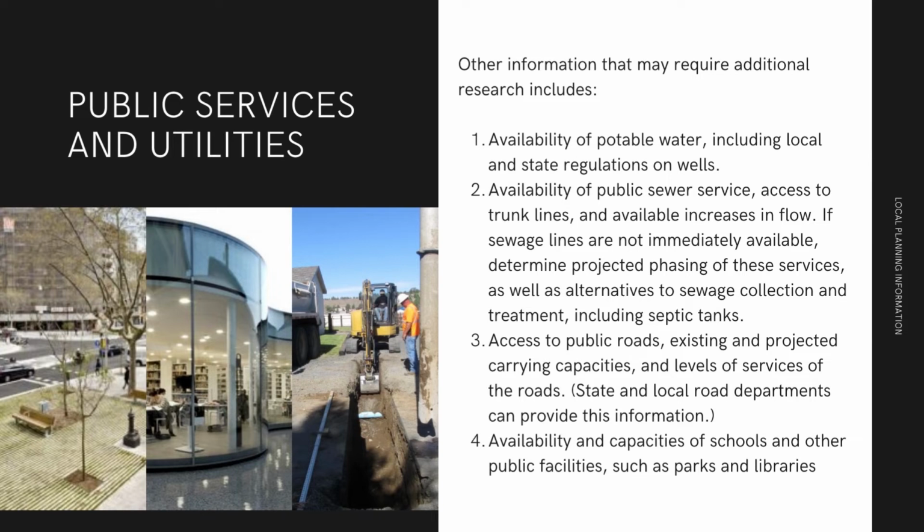Next here is the public services and utilities. Other information that may require additional research includes: first is the availability of potable water, including local and state regulations on wells. Second is availability of public sewer service, access to trunk lines, and available increase in flow. If the sewage lines are not immediately available, determine project phasing of these services as well as alternatives to sewage collection and treatment, including septic tanks. So this is very important.